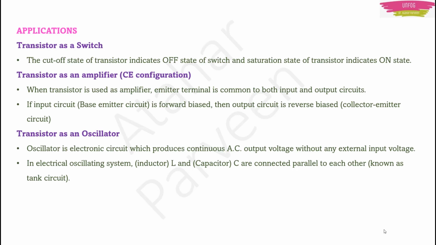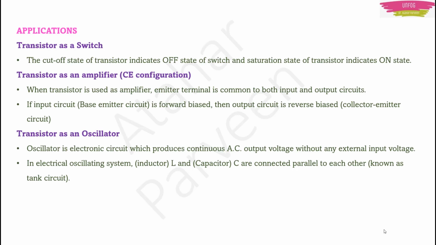Third is a very important application. Along with switch and amplifier, transistor can also be used as an oscillator. Now what is an oscillator? Oscillator means it is an electronic circuit that produces AC output voltage. Even if you do not give any external input voltage, it will give you AC output voltage only. Okay, so this is an oscillator.